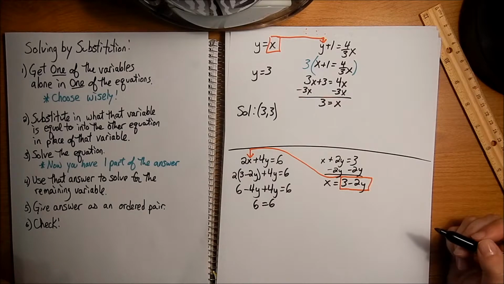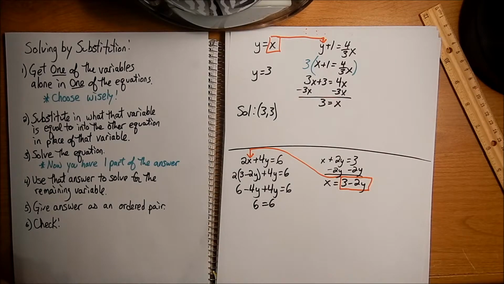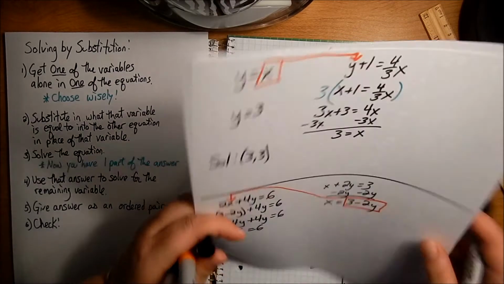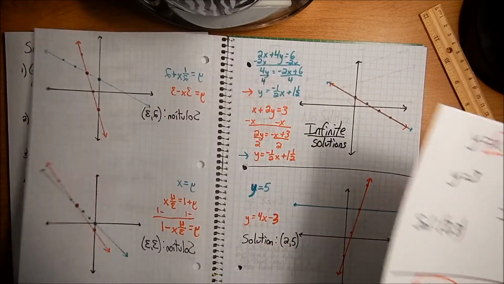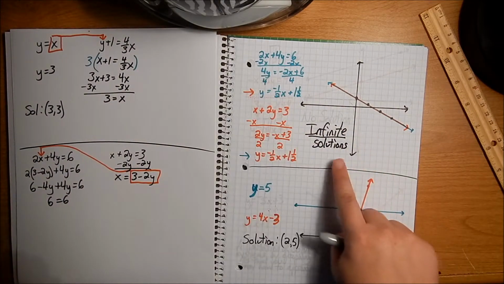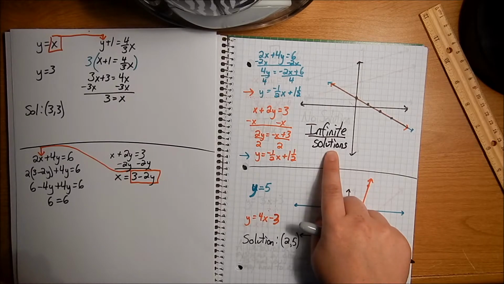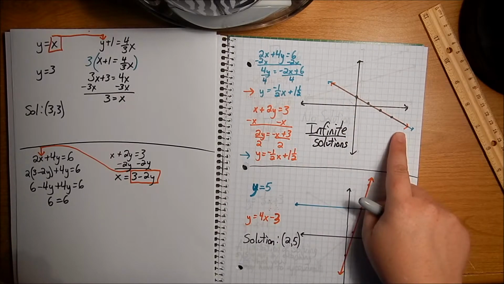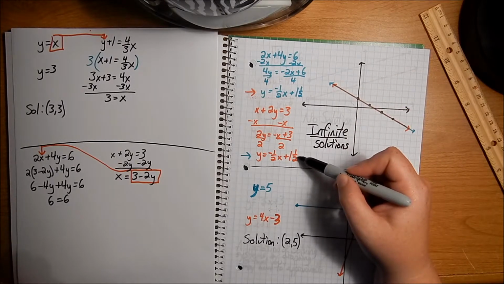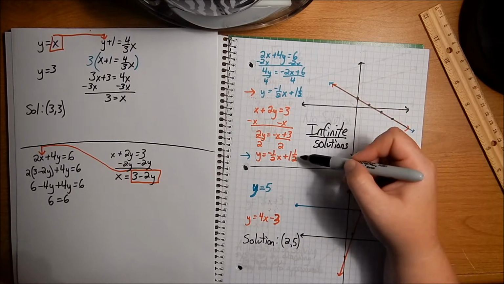What do I do now? Well, believe it or not, this was supposed to happen. If we go back real quick and I just show you what this graph looked like. So here was the graph of these two. Remember that we had gotten infinite solutions because they're the exact same line. When we had rewritten them into slope-intercept form, they're exactly the same.